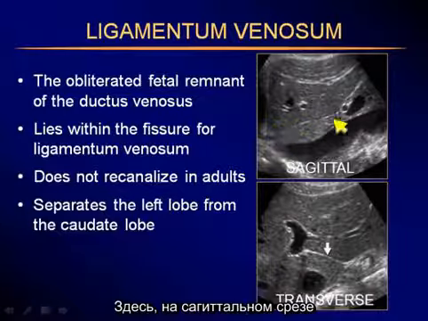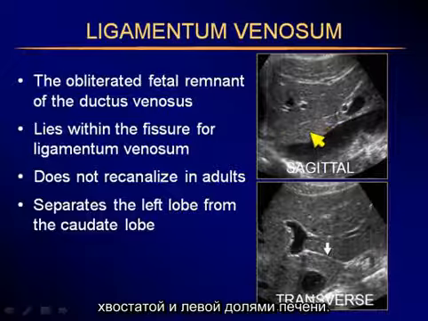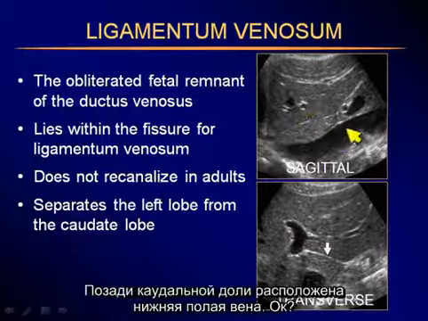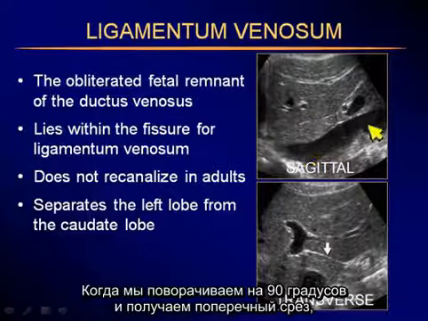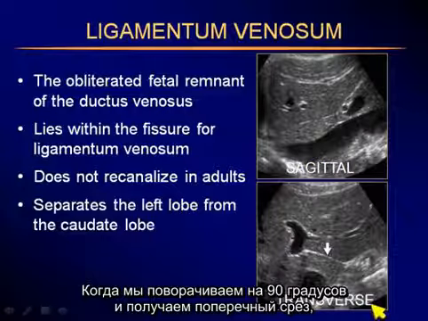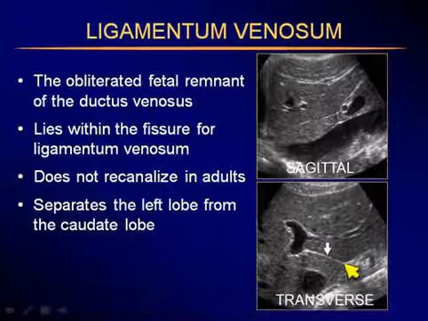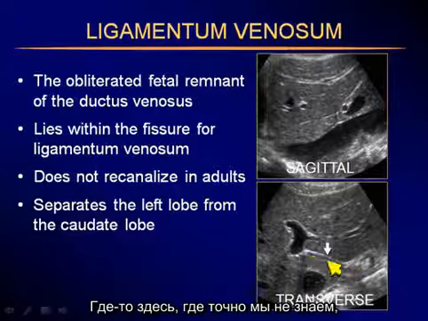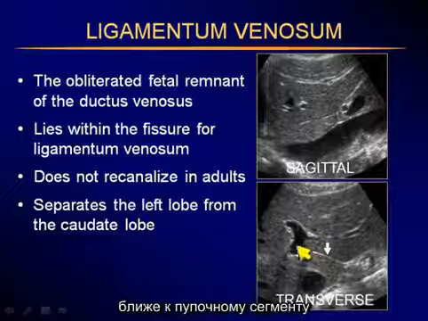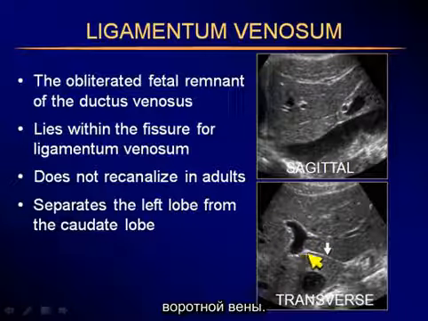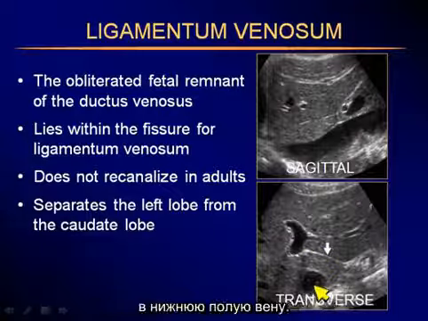Now, here on a sagittal section, that fissure appears to be a bright line, which is located between the caudate lobe and the left lobe of the liver. Behind the caudate lobe is the inferior vena cava. Okay? When we turn 90 degrees and do a transverse section, the fissure appears here again as a bright echogenic line. Somewhere in here, we don't know where, is the collapsed ductus venosus, probably closer here to the umbilical segment of the portal vein. So it would have come out, and on higher sections, it will enter the inferior vena cava.